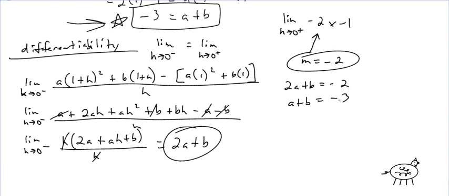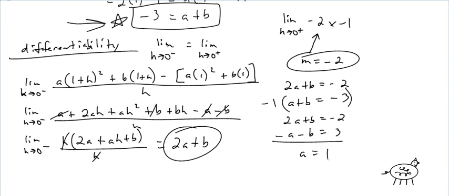And then it's just systems of equations, and I solve for it. All right, so let's multiply this guy by negative 1. So we get 2a plus b equals negative 2, and negative a minus b equals 3. The b's cancel, and we get a is equal to 1.